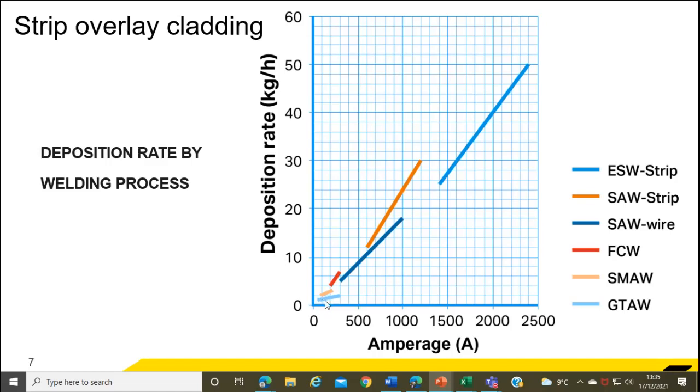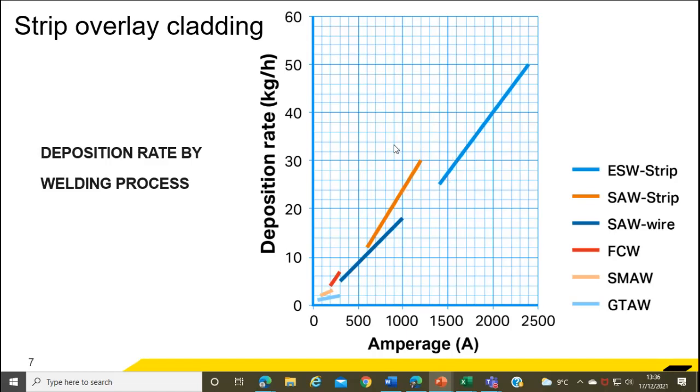So no, you wouldn't really do a manual TIG as an overlay for anything large. Moving up to say MIG welding, SMAW, then yeah, you can achieve 15, 16 kilograms an hour. Then when you start moving on to submerged arc, sorry, that's MIG, I beg your pardon, up to 8 kilograms an hour. Submerged arc wire is up to around about 18, and that leaps enormously up to 30 when you're talking about submerged arc welded strip.